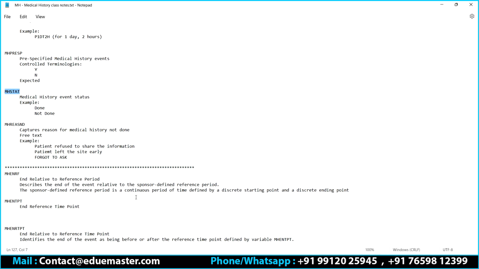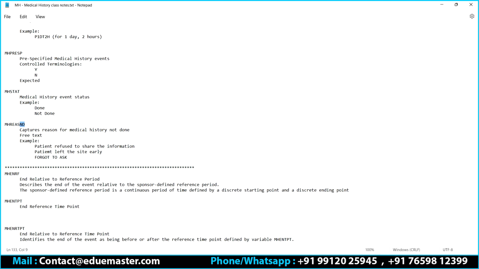Meaning, have you captured all the medical history events or not? Suppose if you have, then most of the time it will be done. If it is not done, you need to give the justification for it, why it is not captured. For that, we are going to use another variable, which is nothing but MH reason not done. REAS is reason, ND is nothing but not done.